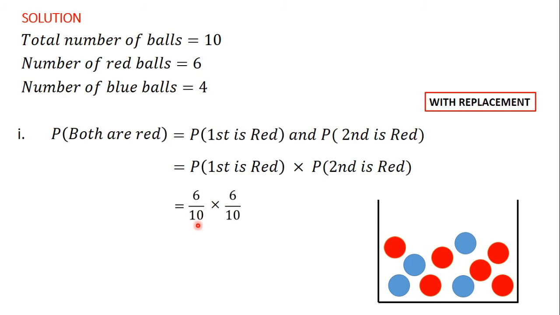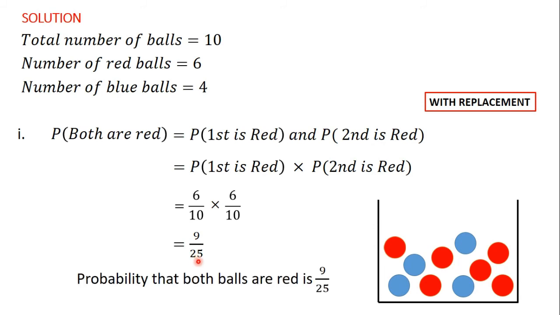6 divided by 10 times 6 divided by 10 will give us 9 divided by 25. So we can say that the probability that both balls are red is 9 divided by 25.